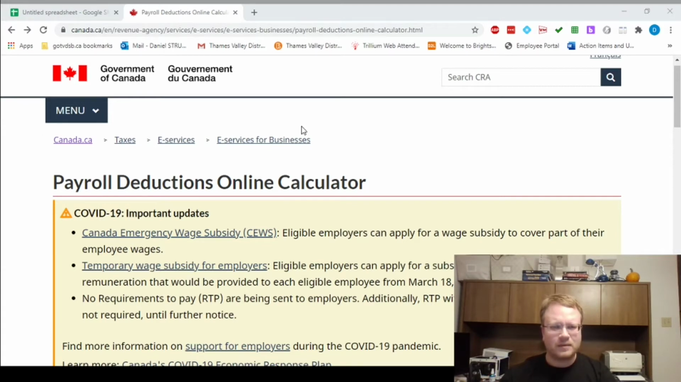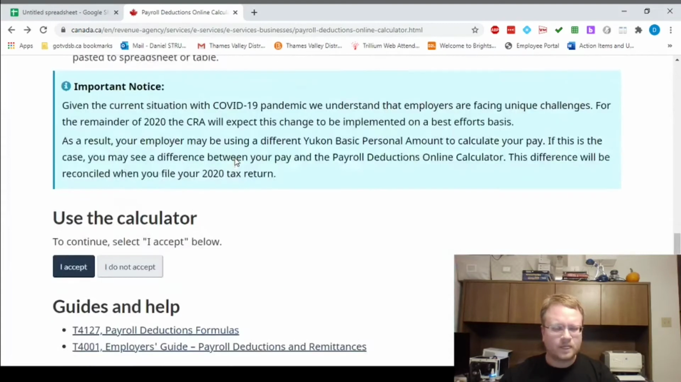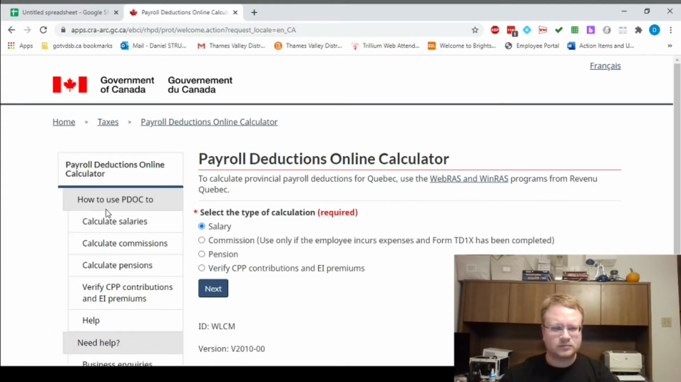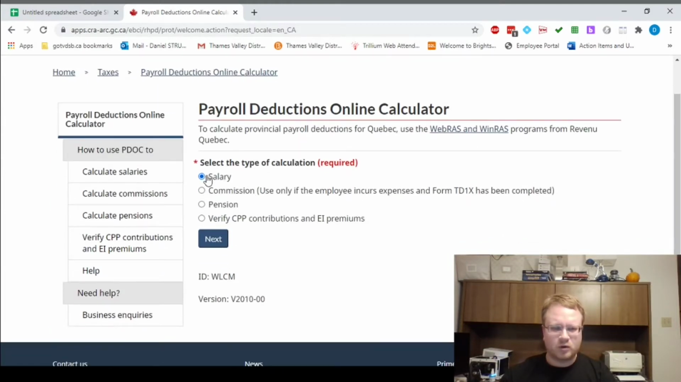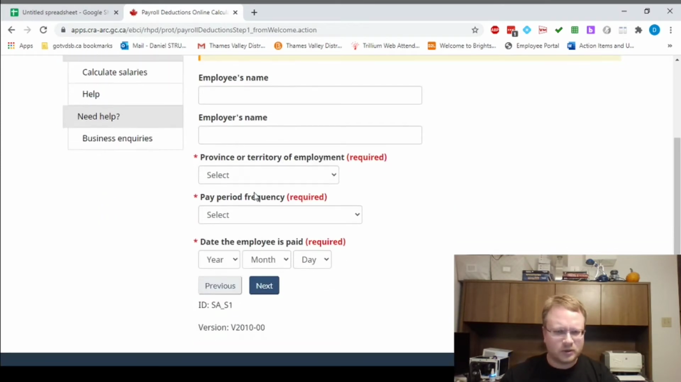You go to the website, this is where they start you off. And we're going to scroll down, and to use the calculator, to continue, select I accept. All right, we're going to leave this alone. We're just going to do salary. Don't worry about commission. Don't worry about pension. Don't worry about this one. We're going to click next. Employer's name and stuff, we can leave this all blank. If there's no star, it is optional. Don't bother filling it in. If you want to, that's fine, but you don't need to.